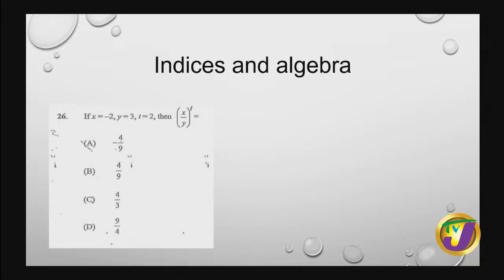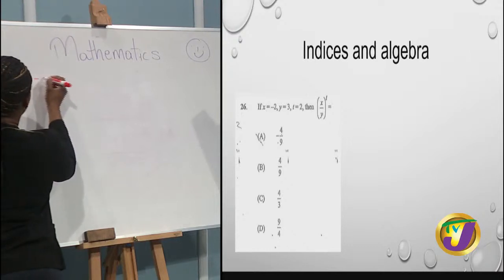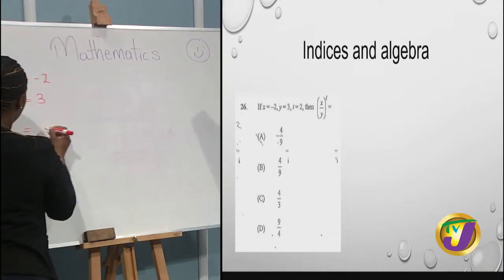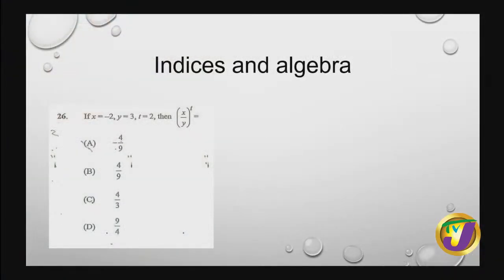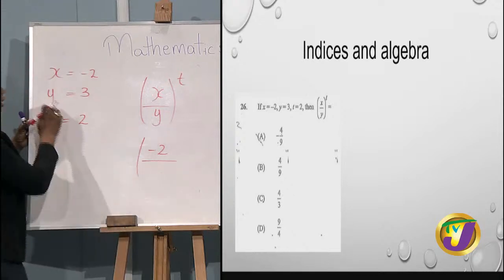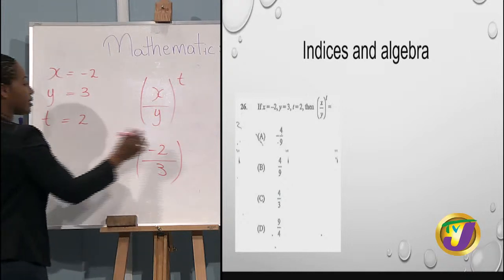All right, so they gave us some values for the variables. And I'm just going to write them here. So you have X is equal to -2, Y is equal to 3, and T has a value of 2. And they're asking you to determine what is (X over Y) all raised to the T power. So we're going to substitute wherever we see X for -2. Let's do that. So we have -2 up top in the numerator, and for the Y we have 3, that's your denominator, and they're all raised to the 2nd power.